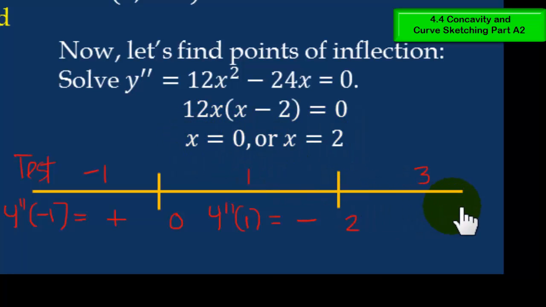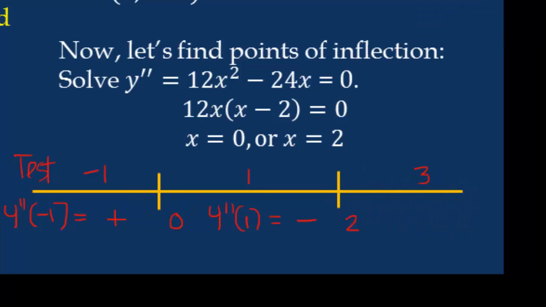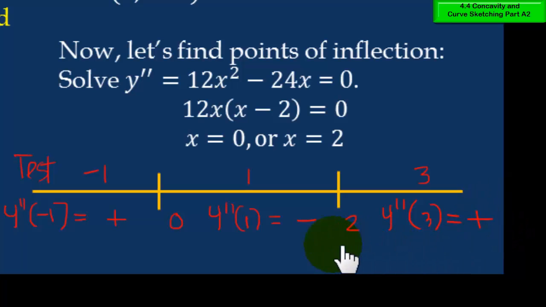Let's see what happens to the right of 2. We've already tested that at 3, y double prime is positive. So y double prime at 3 is positive. So that means there is a change of sign to the left of 2 from negative to positive. So we have 2 points of inflection occurring at x equals 0 and at x equal to 2.